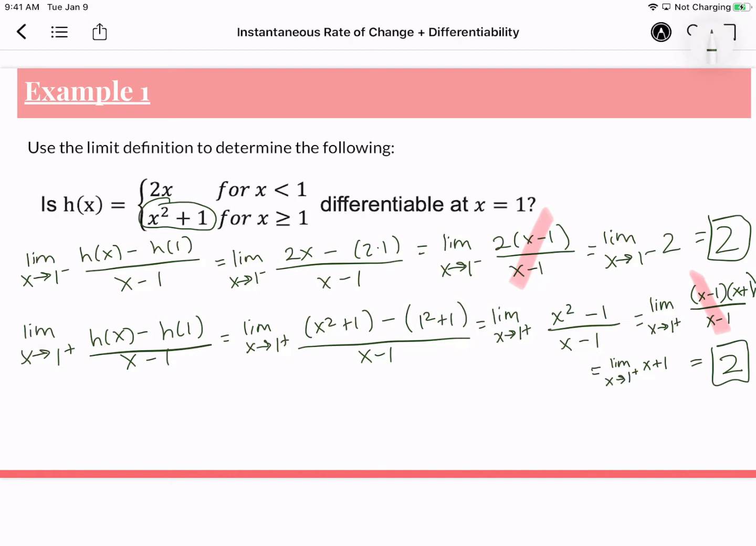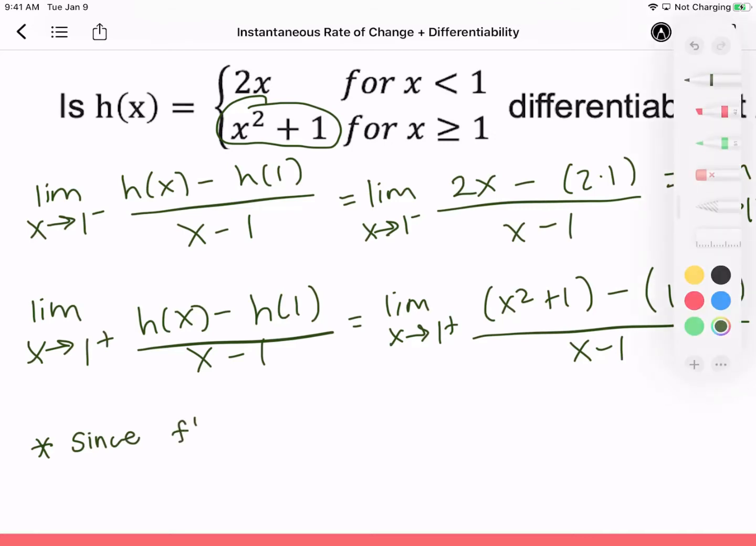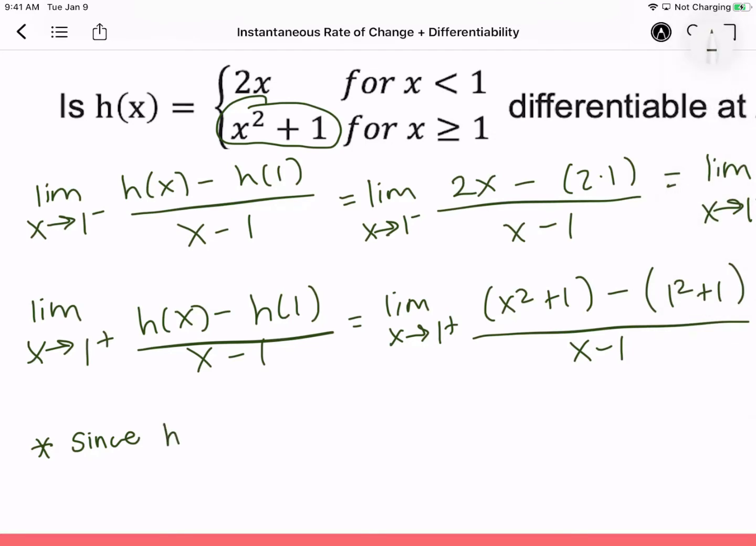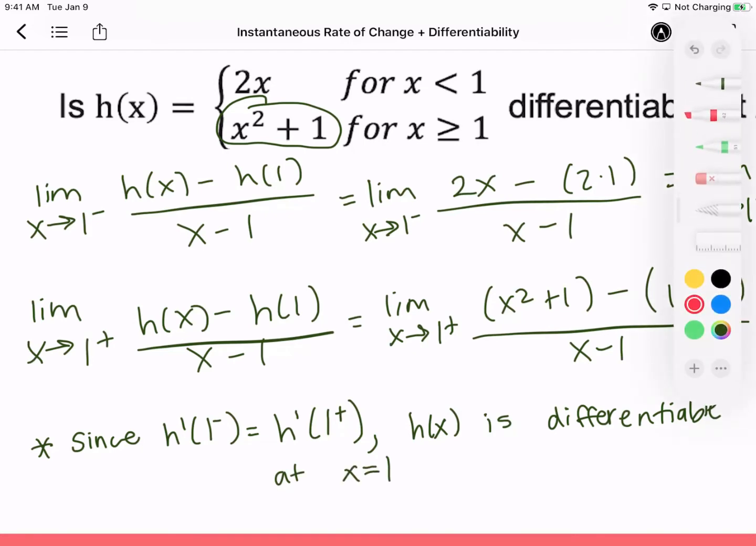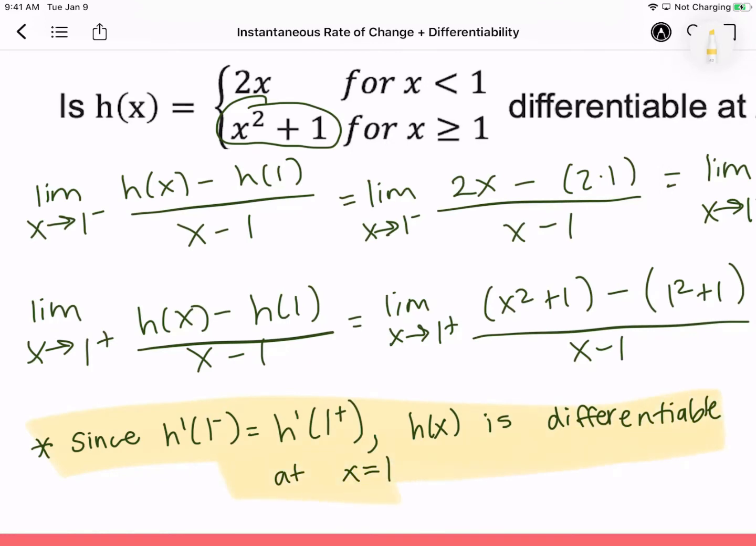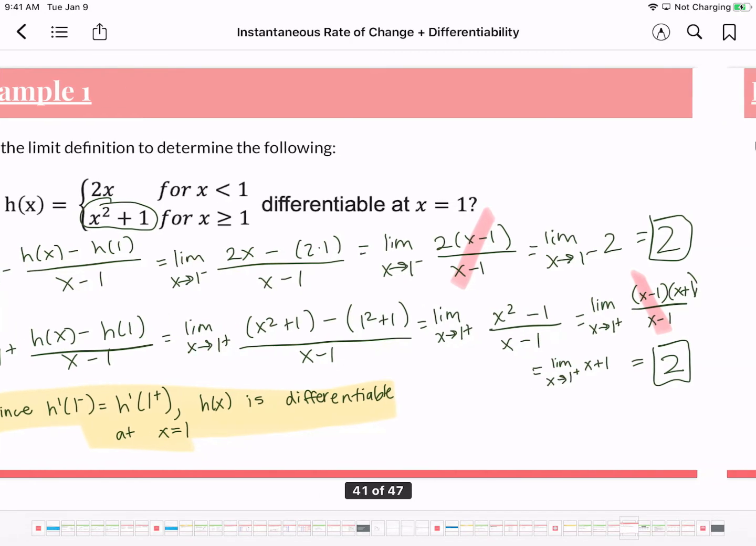Therefore, h is differentiable at 1. Let's write that concluding statement. Let's summarize that up. So I can say that since, alright, h prime, it's not f, it's h. My function is h. Since h prime of 1 from the left equals h prime of 1 from the right, h of x is differentiable at x equals 1. So here's my gorgeous summary statement right there. This is a very common problem. Alright, let's keep moving on.